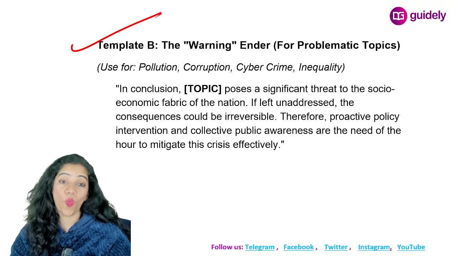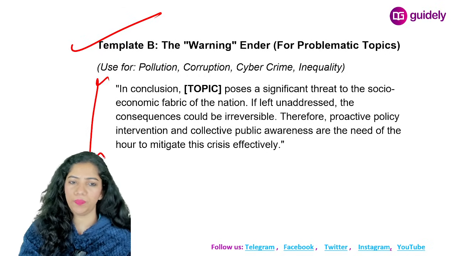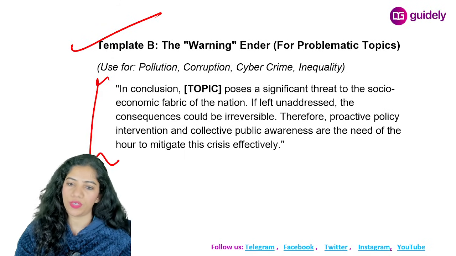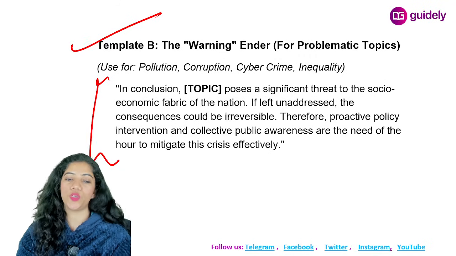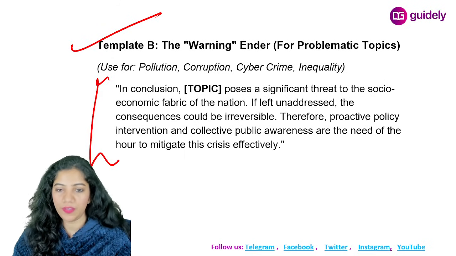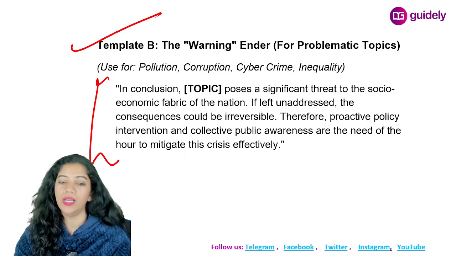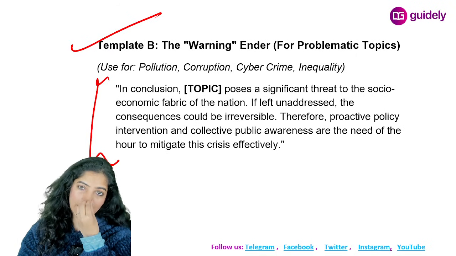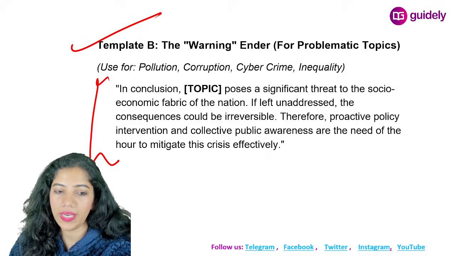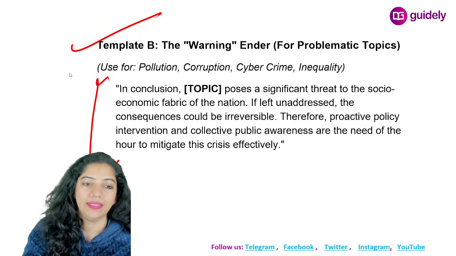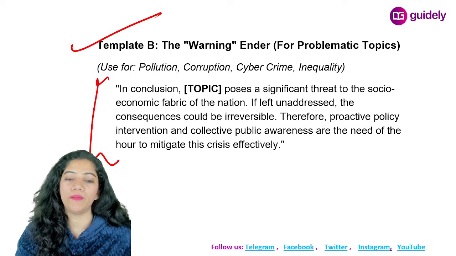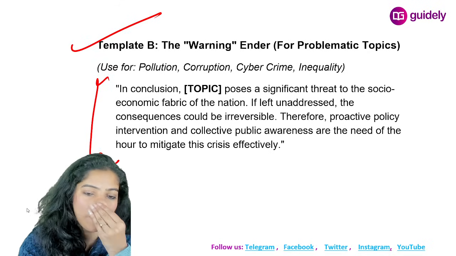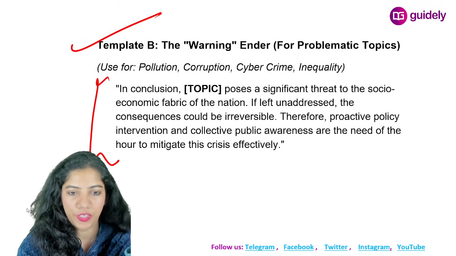Template number two, if it is a warning ender. In conclusion, pollution poses a significant threat to the socio-economic fabric of the nation. If left unaddressed, the consequences could be irreversible. Therefore, proactive policy intervention and collective public awareness are the need of the hour to mitigate this crisis effectively. If you see here very carefully, you will understand that all these three things we have discussed are super easy. But remember, you always need to keep a balance in how you are finishing it.